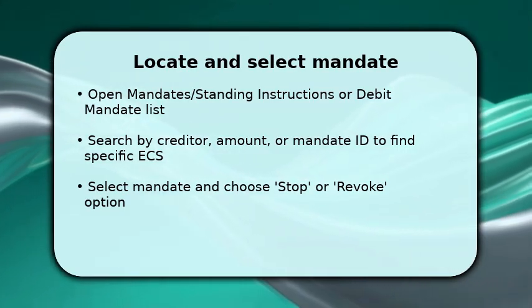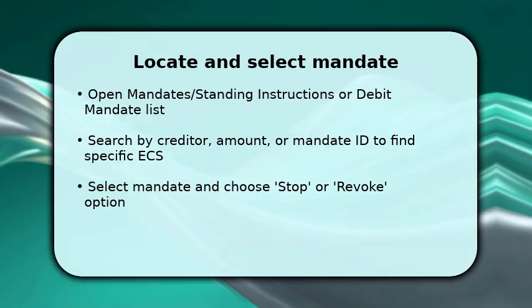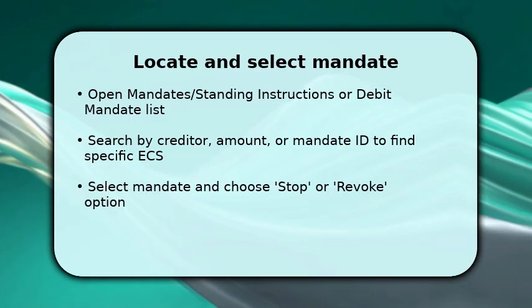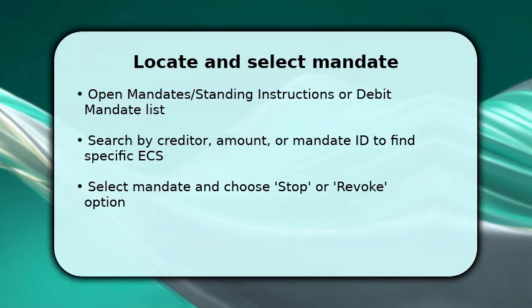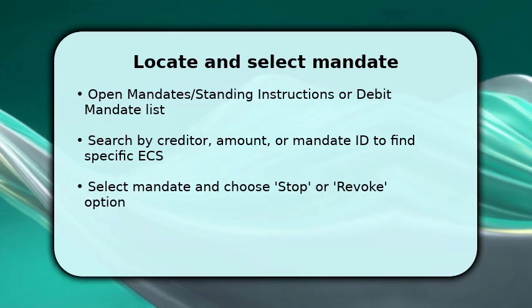Search by creditor name, amount, or mandate ID to identify the exact ECS entry. When you find it, click to view the mandate details. Review the date, frequency, and status to confirm it's the one you want to stop. After that, choose the stop or revoke action.